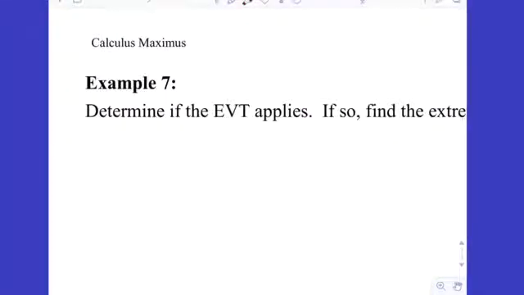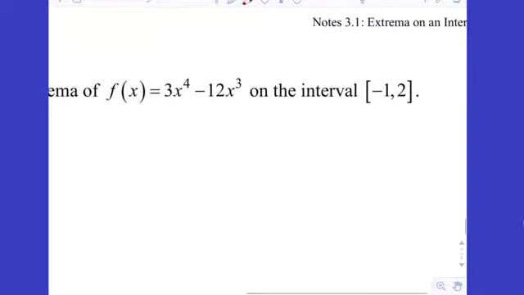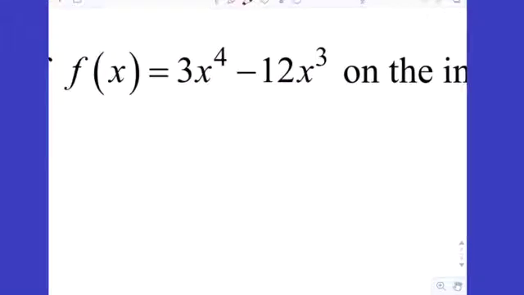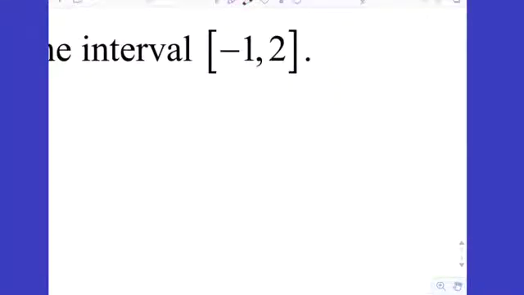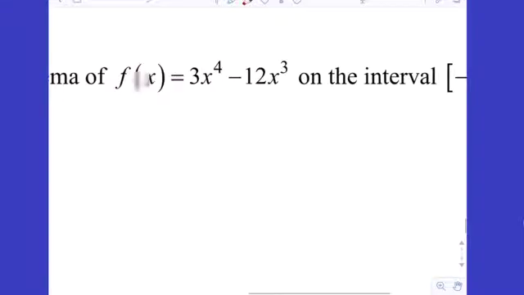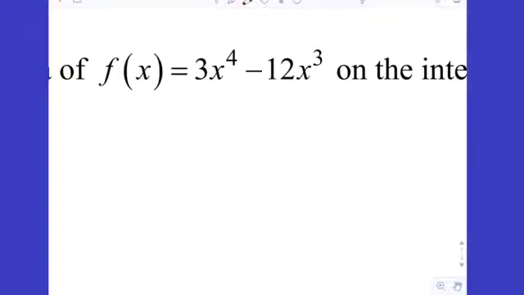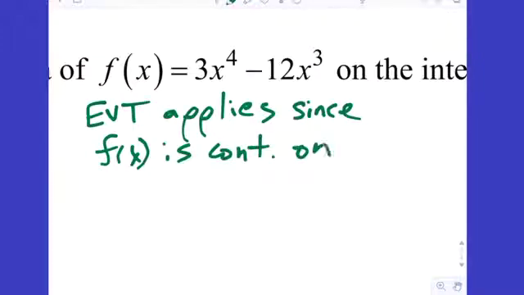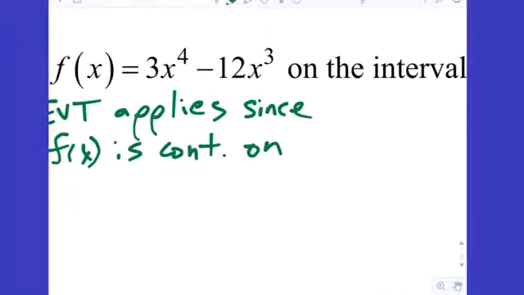Example 7, determine if the EVT applies. If it does, find the extrema guaranteed by the EVT. All right, so we have a function, f of x, it's a 4-3 polynomial, and we're given the closed interval from -1 to 2. Does the EVT apply to this function on the given interval? Yes, EVT applies. And all you have to say is, since our function, whose name is f of x, is continuous on the interval that's given, -1 to 2.